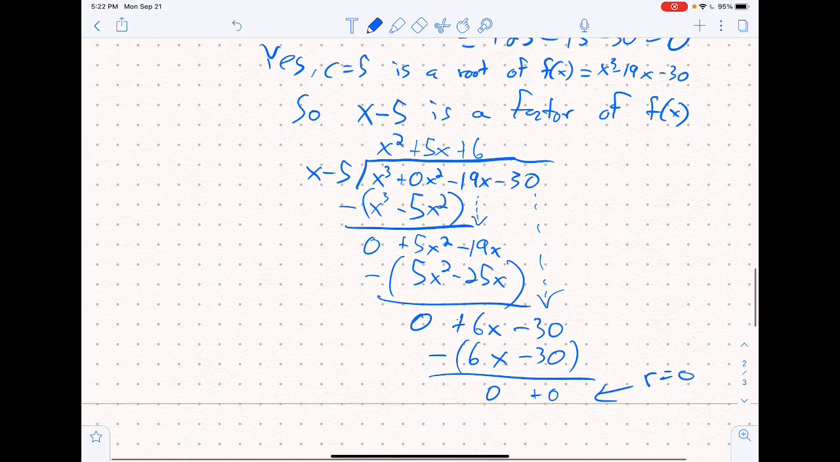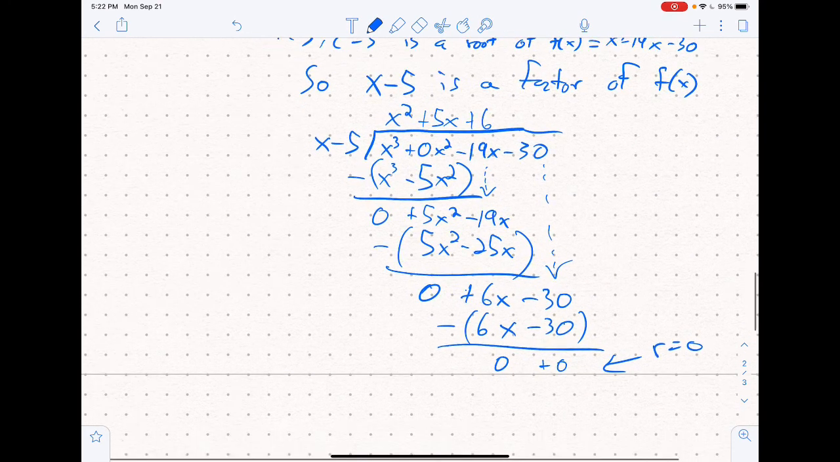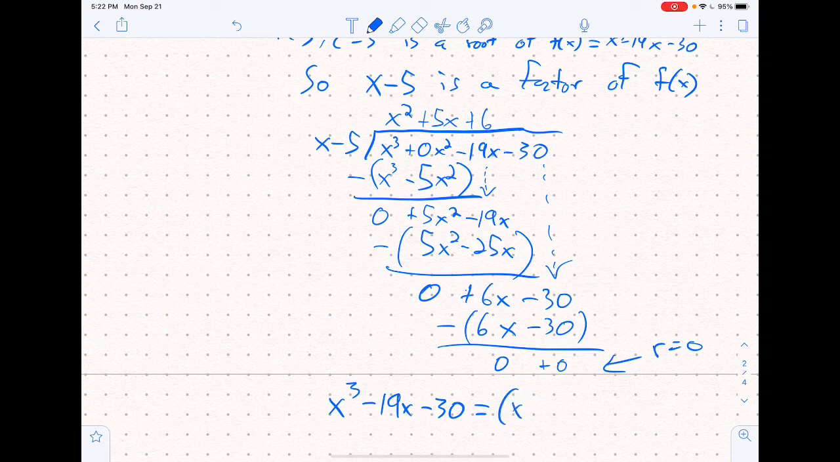So what? This tells us that we can write the original polynomial as equal to the quotient times our divisor, plus our remainder, and the remainder is 0, which means we don't have a remainder there. So what do we get? We get that x cubed minus 19x minus 30 is equal to x squared plus 5x plus 6 times x minus 5 plus r, which is plus 0, and we can get rid of that plus 0 since it doesn't do anything to our answer. Okay, this is pretty good.